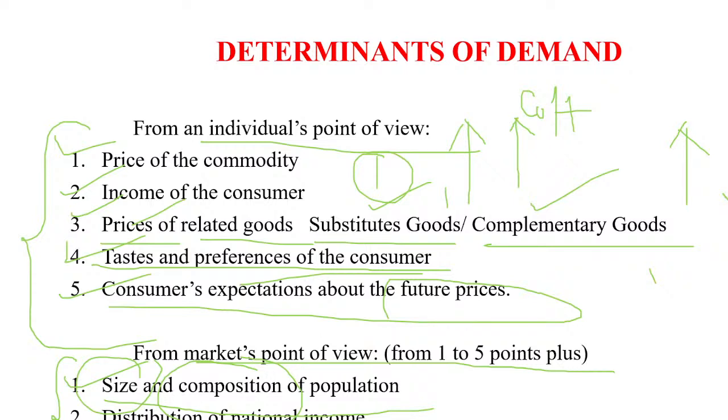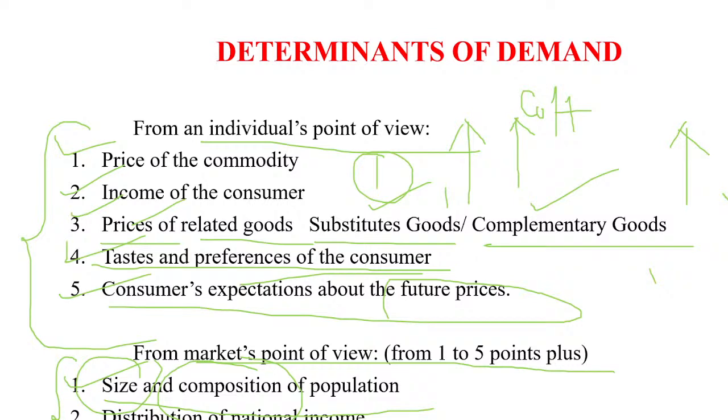Now the next thing is distribution of the national income. Distribution of national income means we will see how many people belong to the low income group, how many belong to the middle income group, and how many belong to the higher income group. If suppose we are designing some product that belongs to the higher income group, like some cars, Audi, Land Rover, these kinds of cars belong to the higher income group.